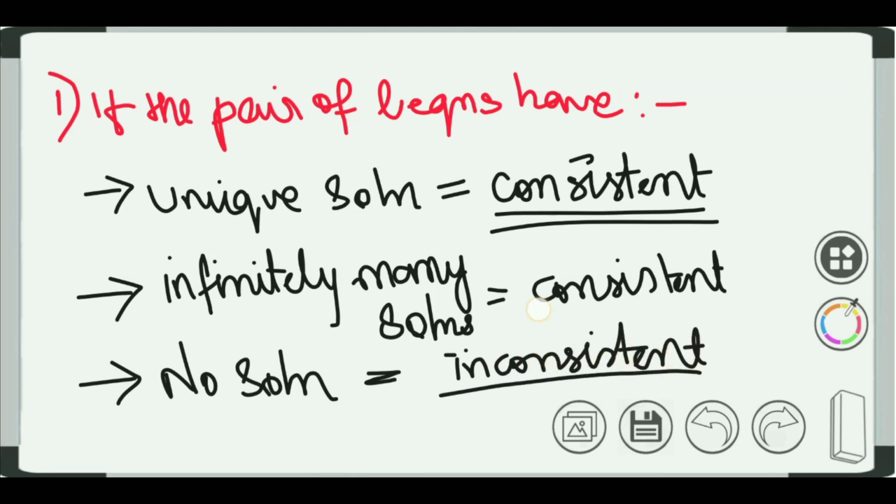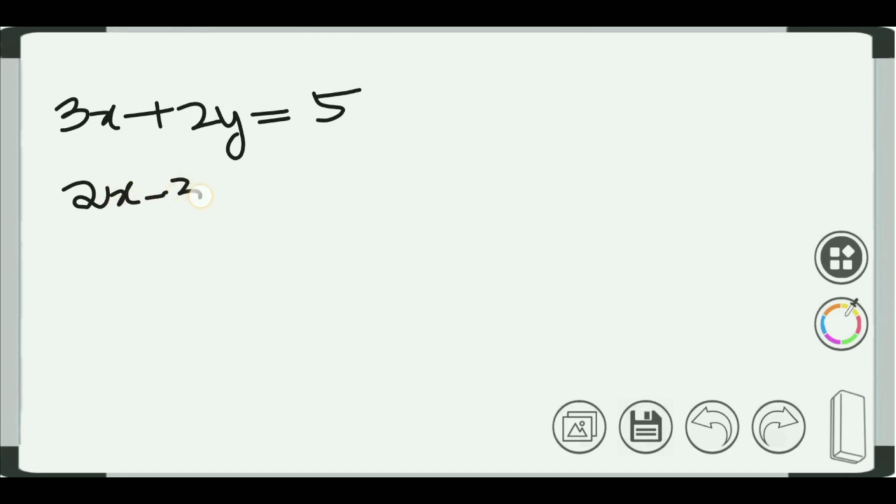Okay, so these are very important points. For a unique solution, equations will be consistent. For infinitely many solutions, it is also consistent, but for no solution, it is inconsistent. So now come to the question. What was the question? 3x plus 2y equal to 5. 2x minus 3y is equal to 7.